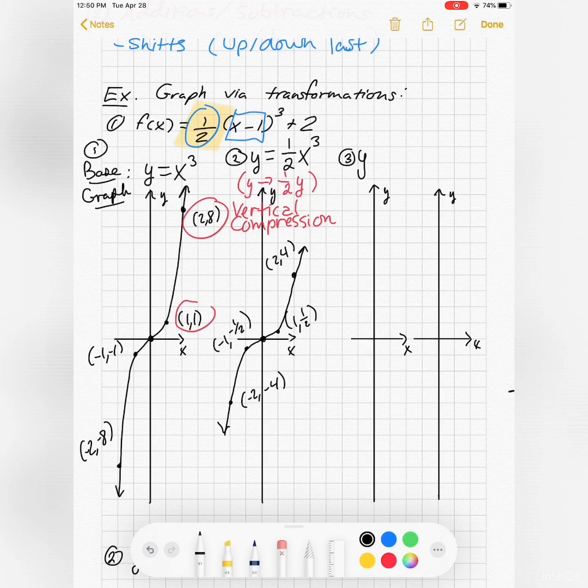Okay, so step 3 is graphing y equals (x minus 1) cubed. So that 1 on the inside, what is that doing? That's a shift right by 1, a horizontal shift. So each point here, I'm going to take it and shift it right 1. Okay, so get rid of that for now, I think.